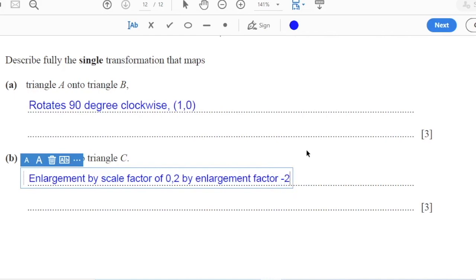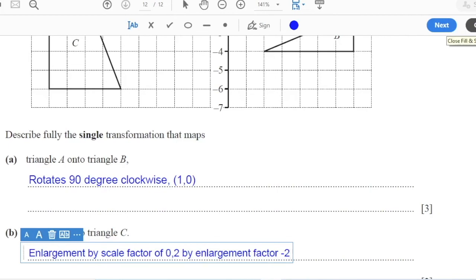Why negative? Because triangle A has moved upside down. Alright, so we are done with this paper.